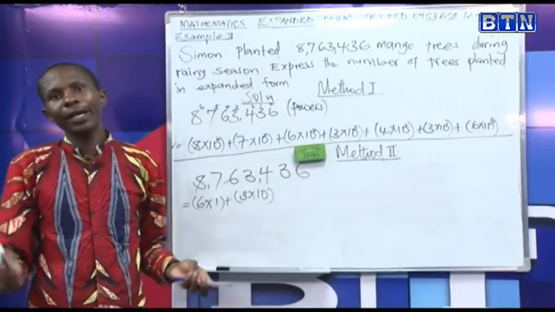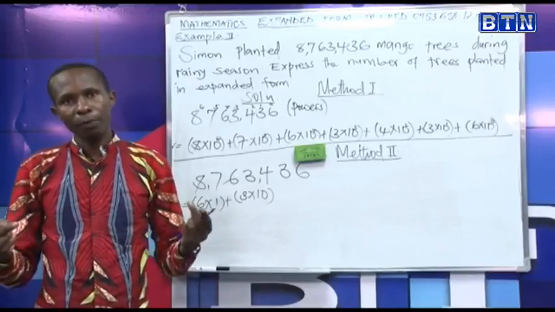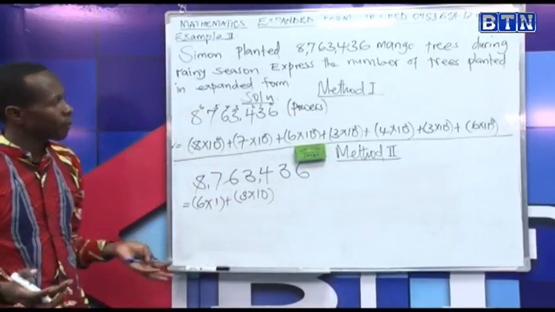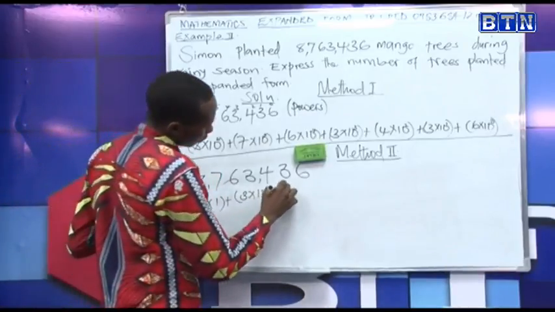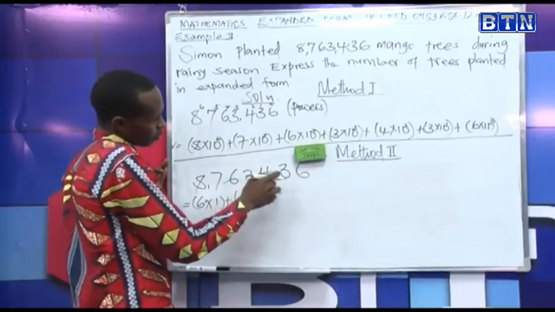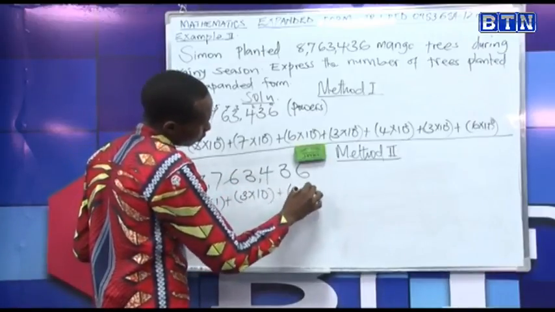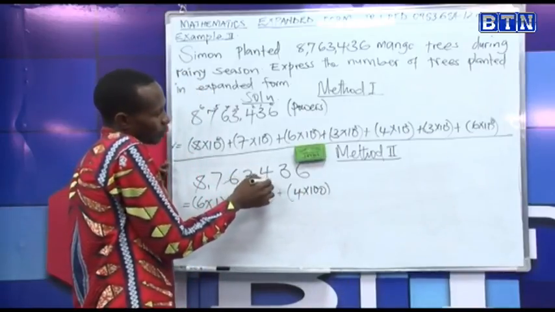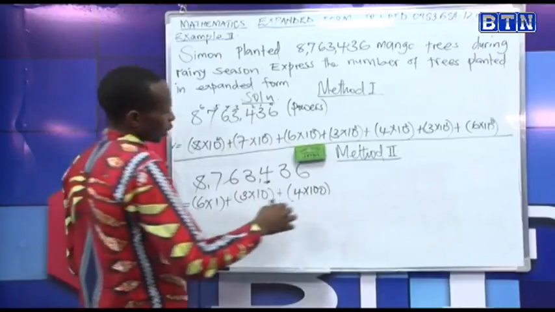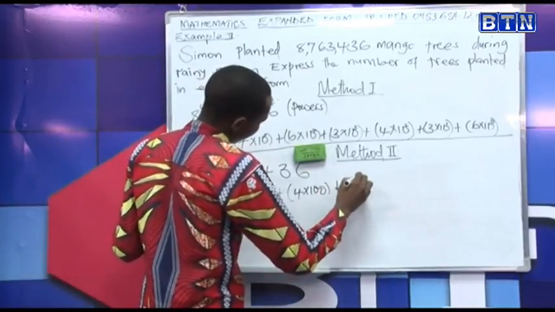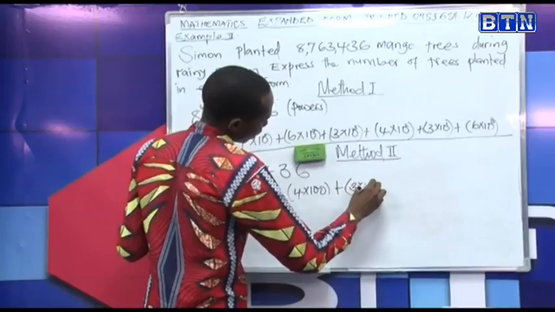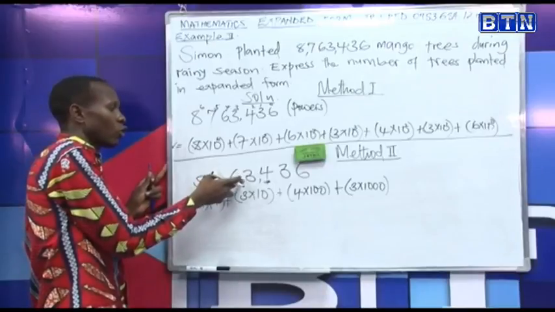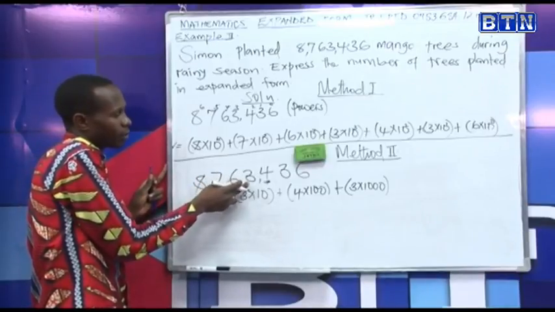Just like those who have been following us, they know what is supposed to be done and they know what we have been doing since we started this topic. So from there, we shall continuously say, from 3 we shall come to 4. So I'll say 4 times 100. I'm multiplying with 100 because 4 is under the place value of 100. We shall continue and say, we shall have 3 times 1000. We are multiplying with 1000 because 3 is under the place value of 1000.